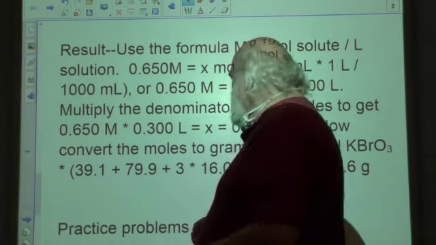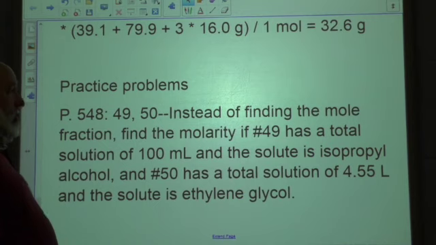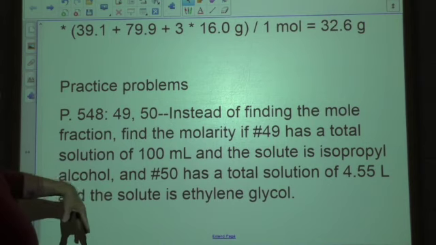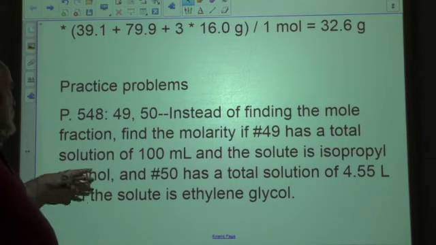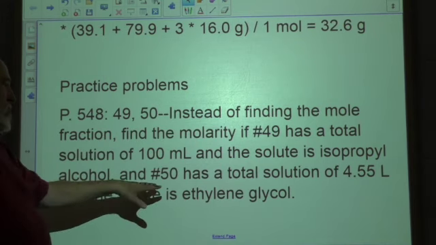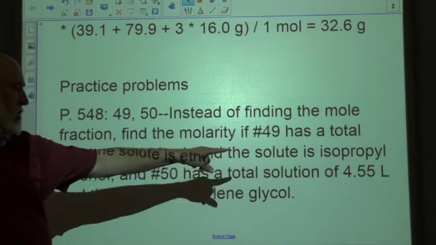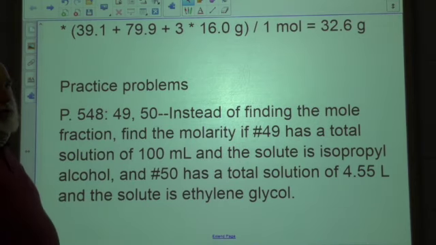Practice problems then. I want you to do 49 and 50 again on page 548. The ones that we did the mole fraction for, but for those I want you to find the molarity under these conditions here, where you have in number 49, 100 milliliters of solution, and the solute is isopropyl alcohol. And number 50, the total of solution is 4.55 liters, and the solute is ethylene glycol. All right? Have fun.